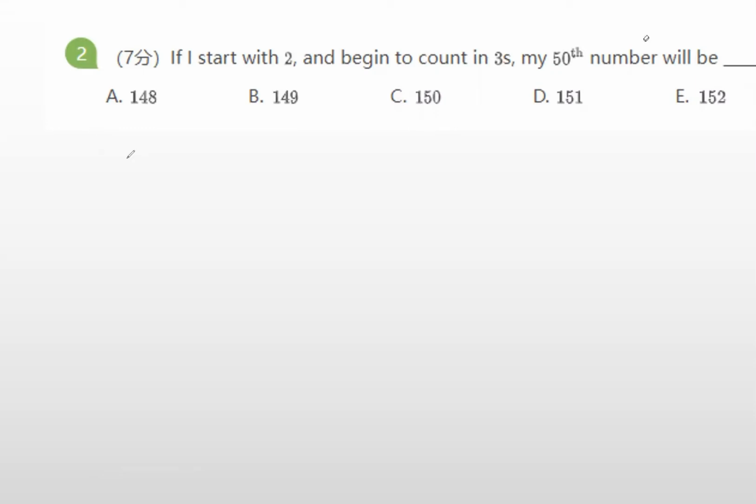So we start with 2, then we count in 3. The series is going to be 2, 5, 8, 11, 14, 17, etc. And we see this is an arithmetic series. So what we have, this is in terms of 3.